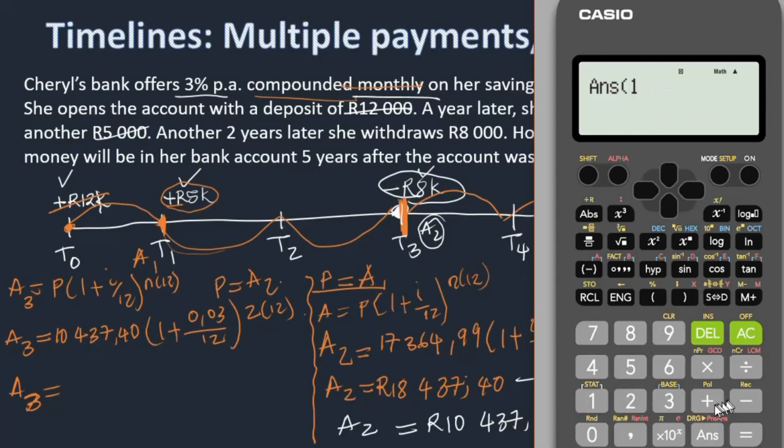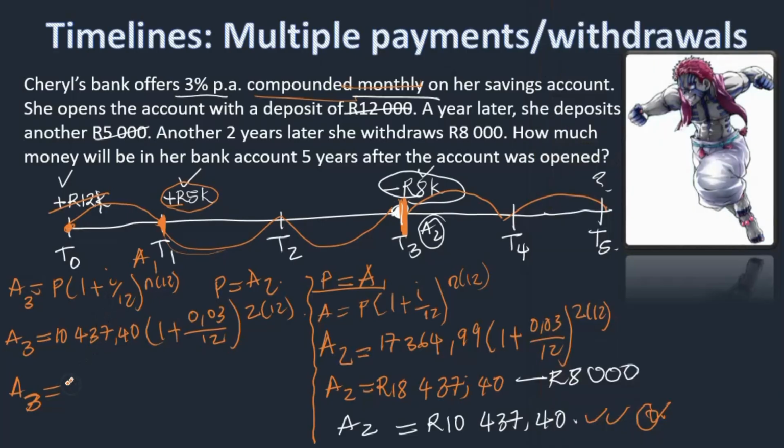I'm going to say times 1 plus the same compounding period over 12 raised to 2 years multiplied by 12 months. Here we're getting how much? 11,081.99. There we go. So we are saying now at the end of 5 years, this is the amount of money we have. This was so interesting.